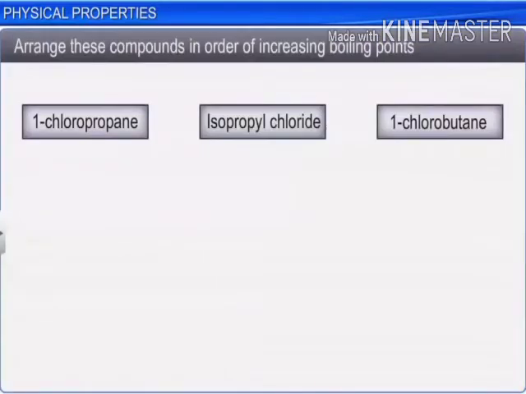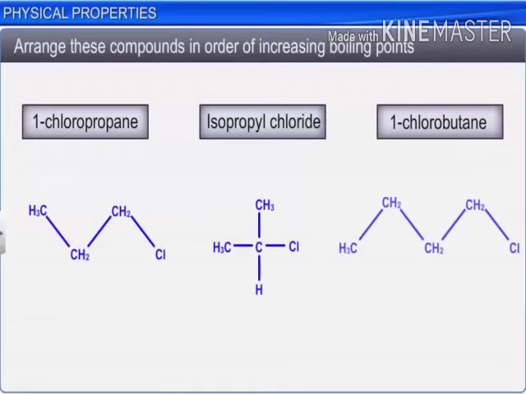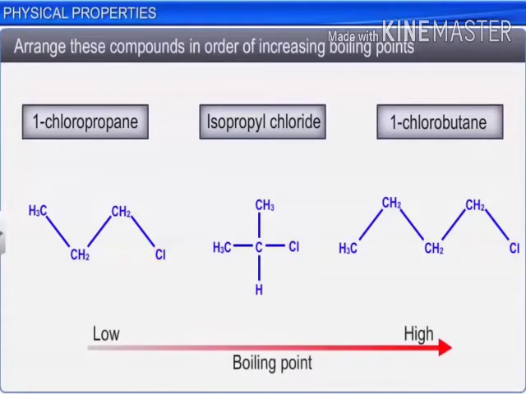Here is a problem for you. Arrange these compounds in increasing order of their boiling points. Let's start by drawing the structure for each compound. All the three structures contain one chlorine atom. Since the boiling point increases with an increase in the number of carbon atoms, we would expect 1-chlorobutane with its 4 carbon atoms to have the highest boiling point.